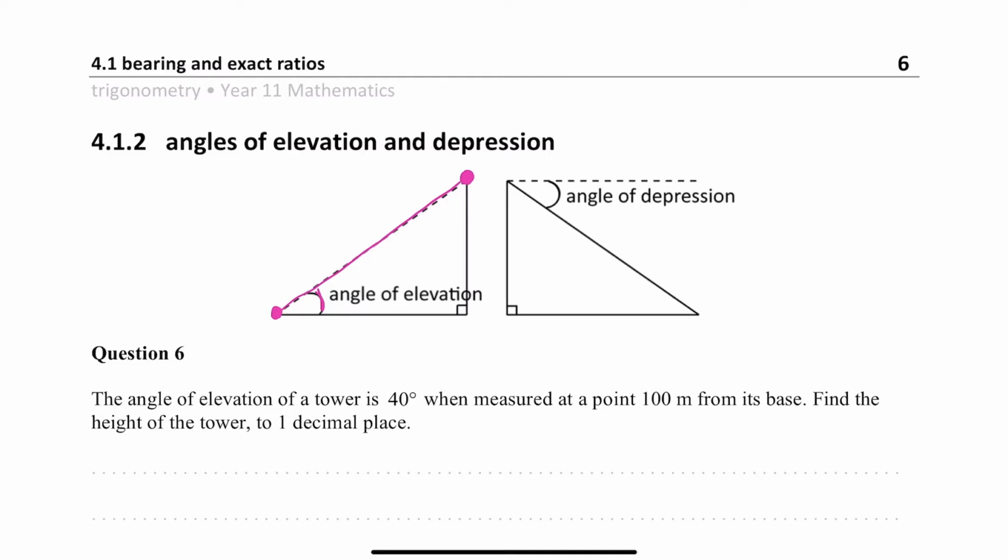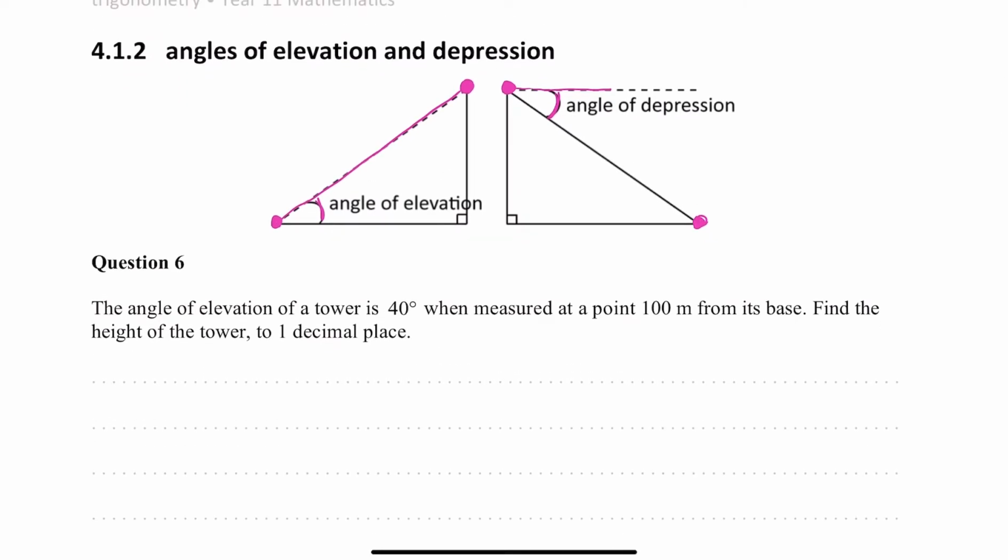This is in contrast to angle of depression, which maybe you are the bird now, or you're at the top of the tower and you're looking down at ground level. Again, from the horizontal, the angle that you make looking down is what we call the angle of depression. Very similar, just representing different situations. So let's do a couple of questions to illustrate these two ideas.